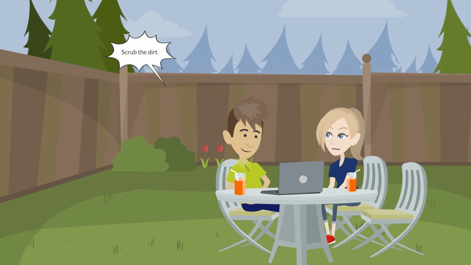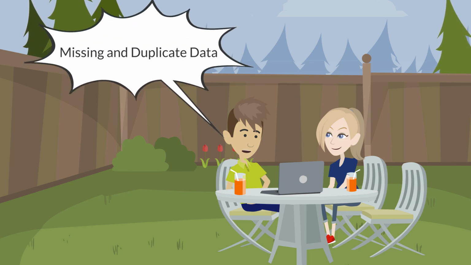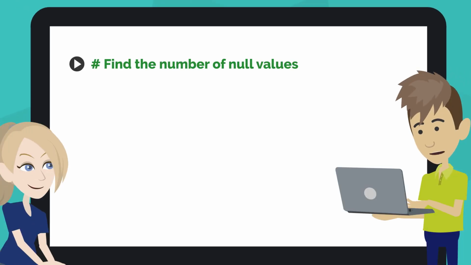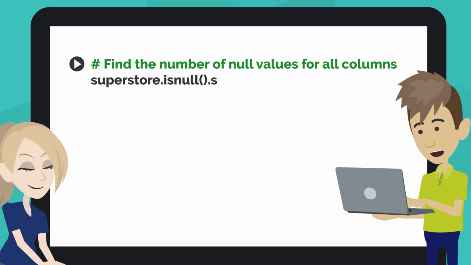Sounds like a hassle. No worries. For this analysis, we'll look at the more common issues, such as missing and duplicate data. First, we'll find out whether there is null value. All right. Type the code like this into next code cell of your notebook.